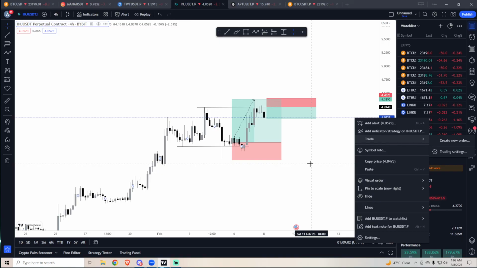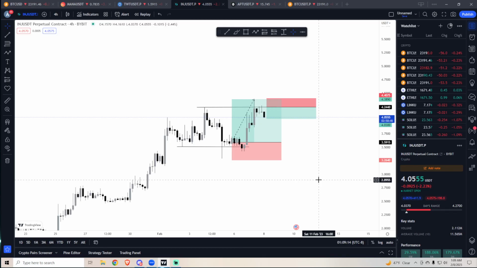So that's how you play swing failures. Hopefully this helps those that are impatient and are just looking to get into a trade. These are trigger plays, okay? So you have to wait for a trigger to hit before you can enter.